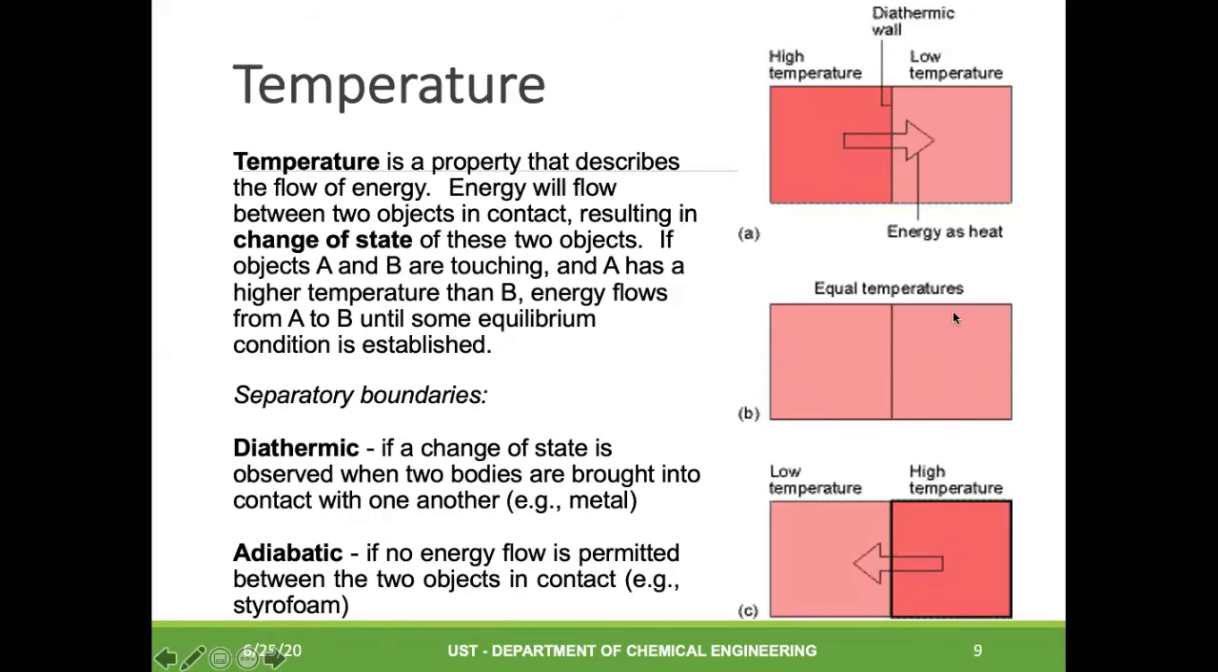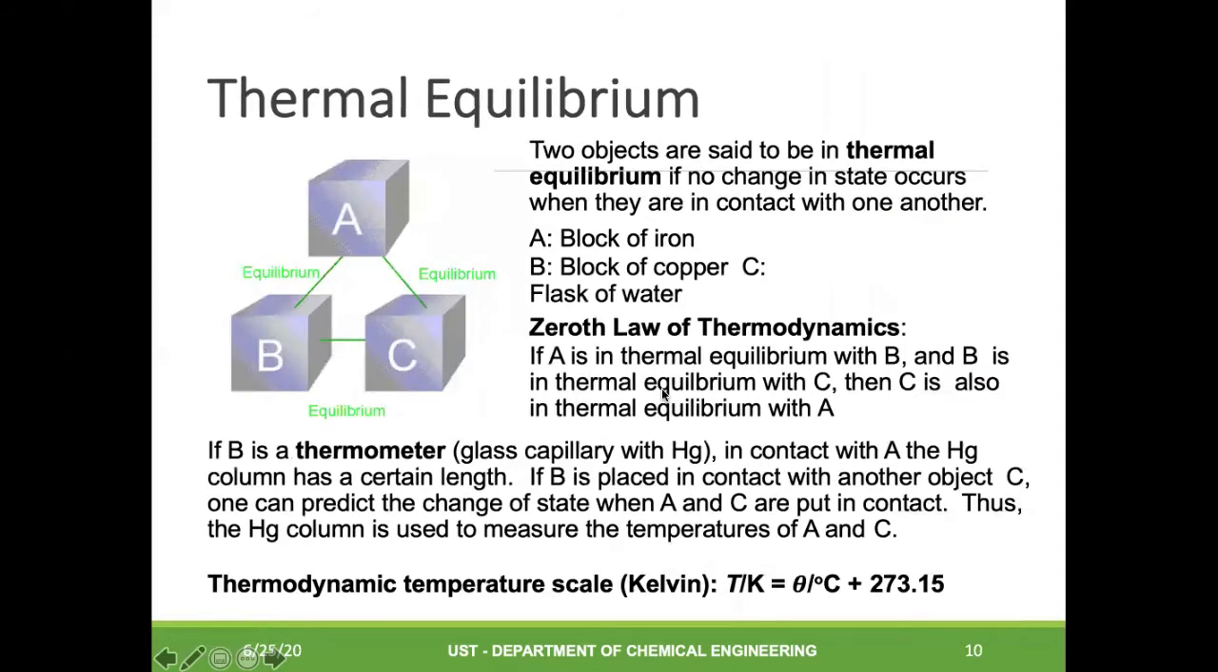And then when equilibrium is achieved, temperature is equal in both systems on the left and right, separated by a diathermic wall. Thermal equilibrium is said to be achieved if no change in state occurs when they are in contact with one another. And the zeroth law of thermodynamics: if A is in thermal equilibrium with B, and B is in thermal equilibrium with C, therefore C is also in thermal equilibrium with A.